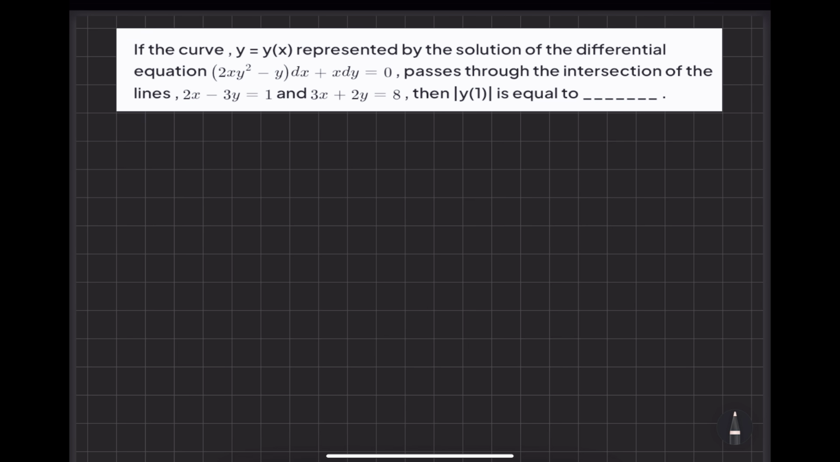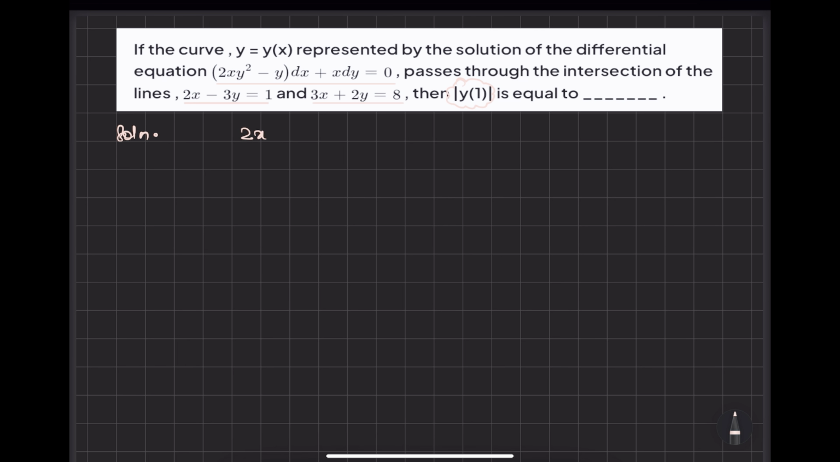So, we got a wholesome new problem which says: if the curve y equals y of x is represented by the solution of the differential equation this. So, first we have to solve this differential equation, passing through the intersection of the line this and this. From these two lines you will find the point of intersection, and your curve is passing through that point. That point will be used to find the integration constant c, and then later you have to find y of 1 mod. So let's solve this differential equation first.